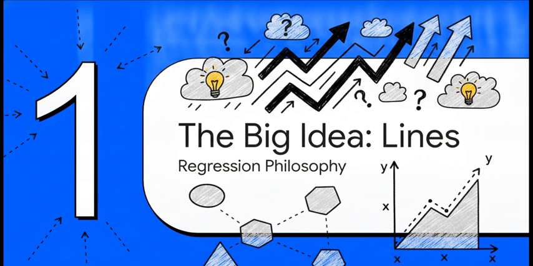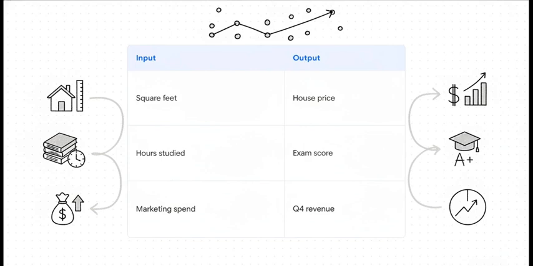Section 1, the big idea, lines. Let's strip away all the heavy jargon for a minute. Before we even touch Python code or any complex equations, we really have to grasp the basic philosophy of what a regression model actually is. At its core, regression is simply prediction with a line. That's it. You take known inputs and you map them to unknown outputs.